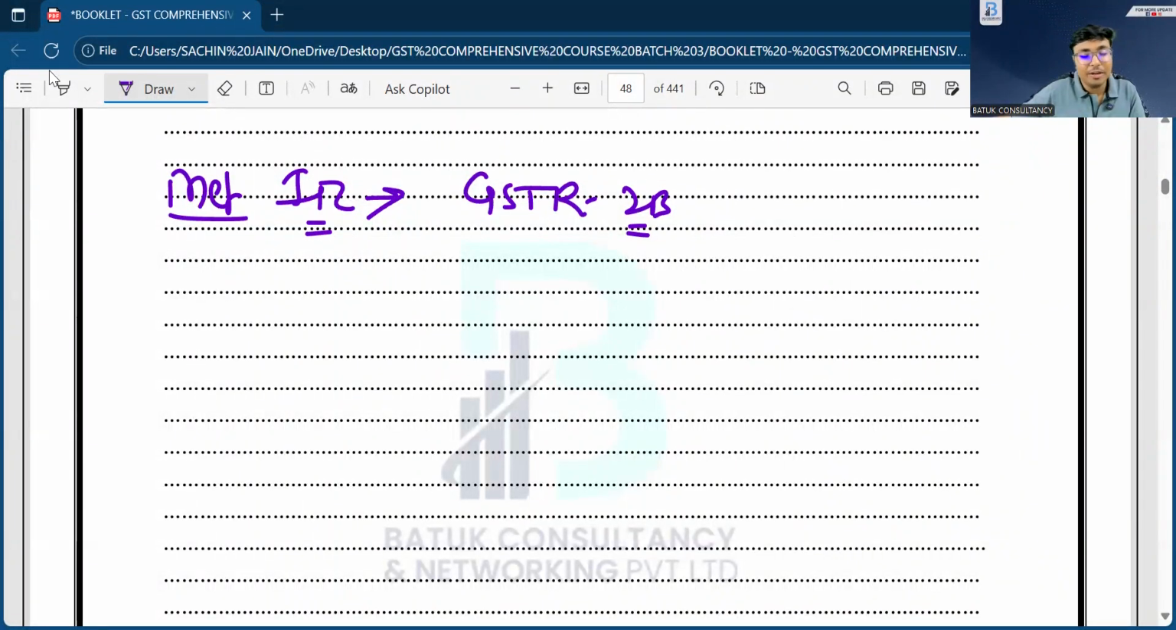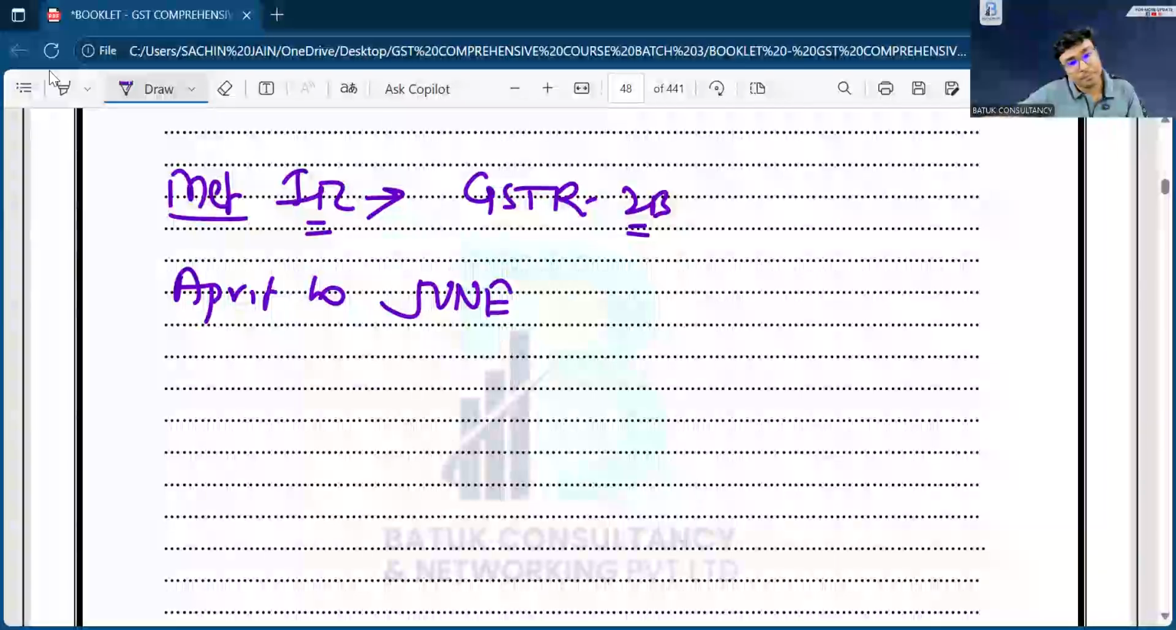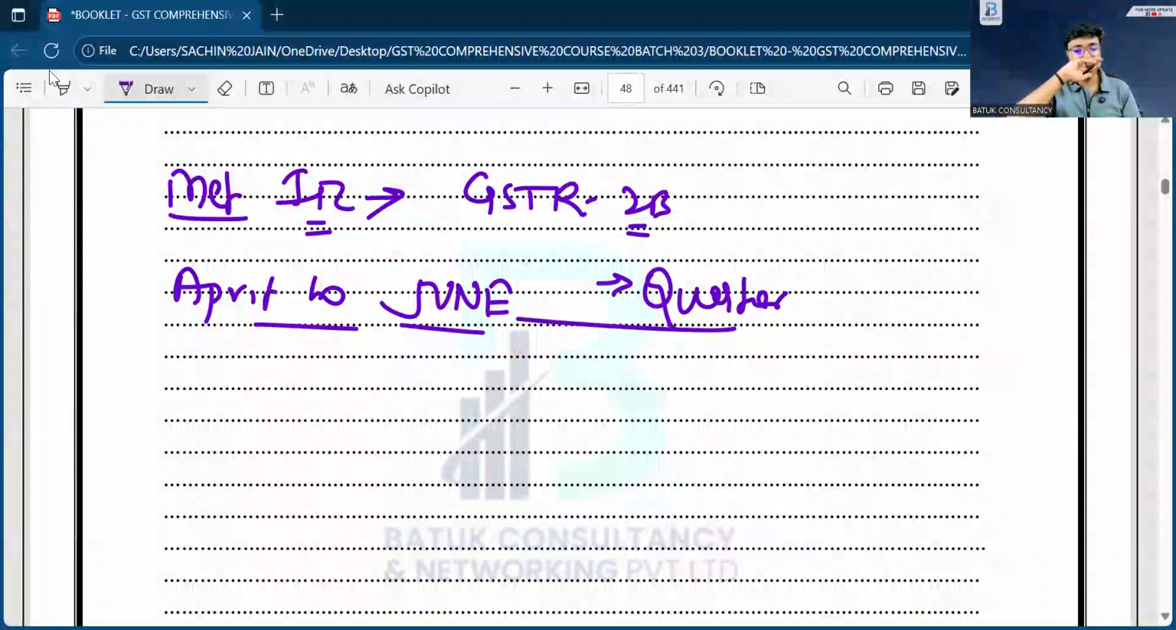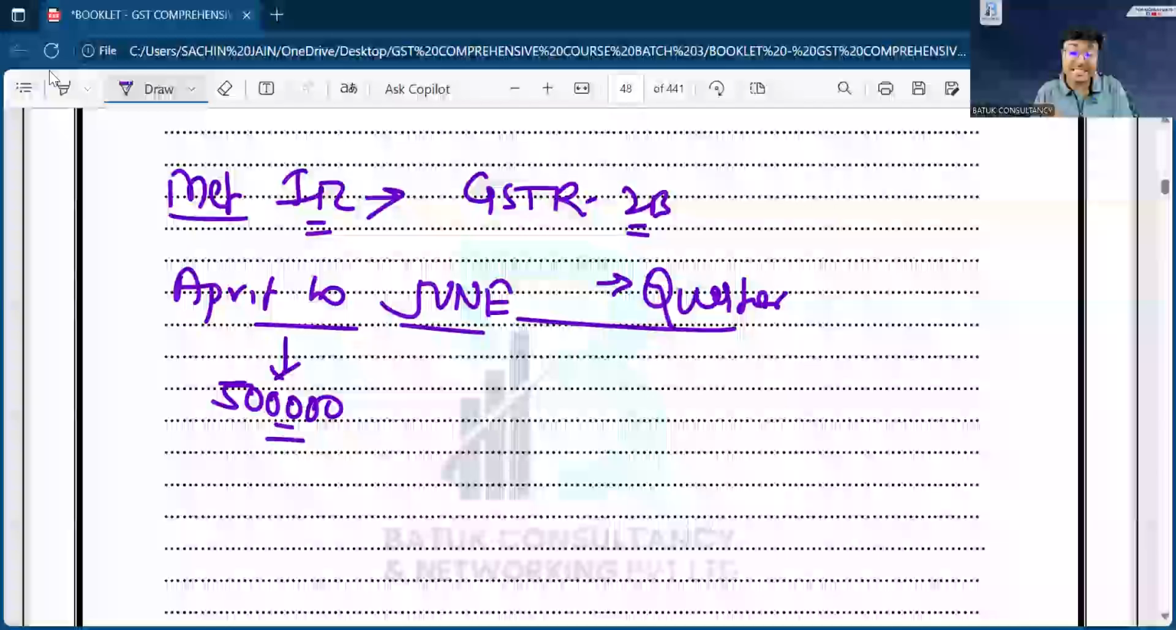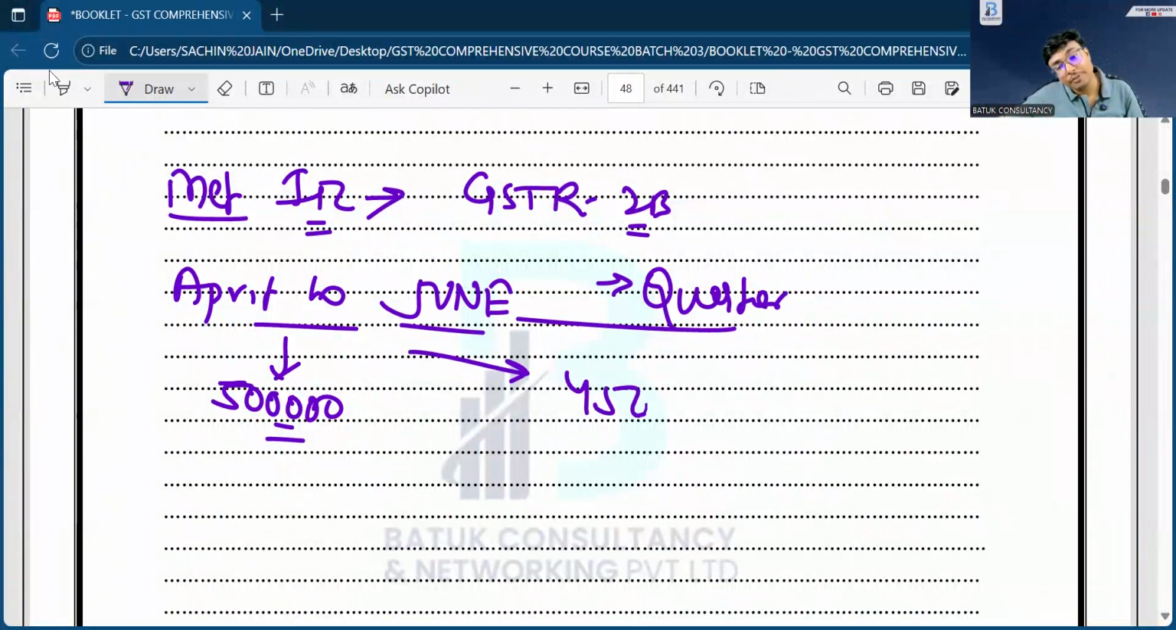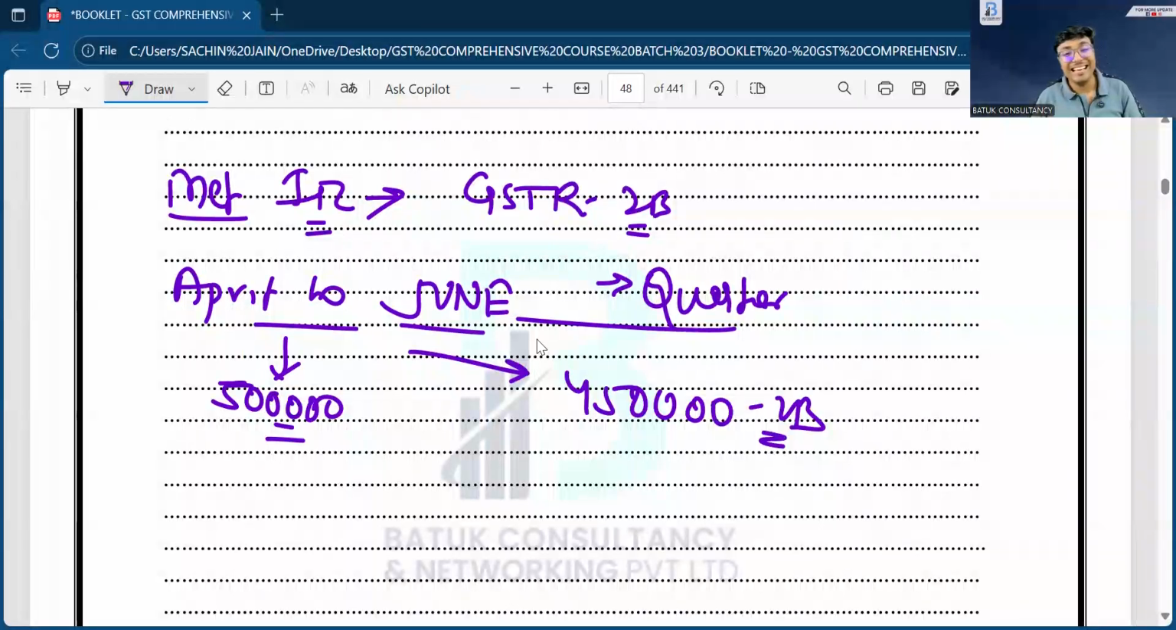That means, suppose you are filing the refund application for April to June quarter. In this quarter, you have claimed the input tax credit in your GSTR 3B, suppose 5 lakh rupees. Okay. But in your GSTR 2B, the ITC reflected is 4,50,000 only. First question is that why you have claimed the excess input tax credit in comparison to GSTR 2B?